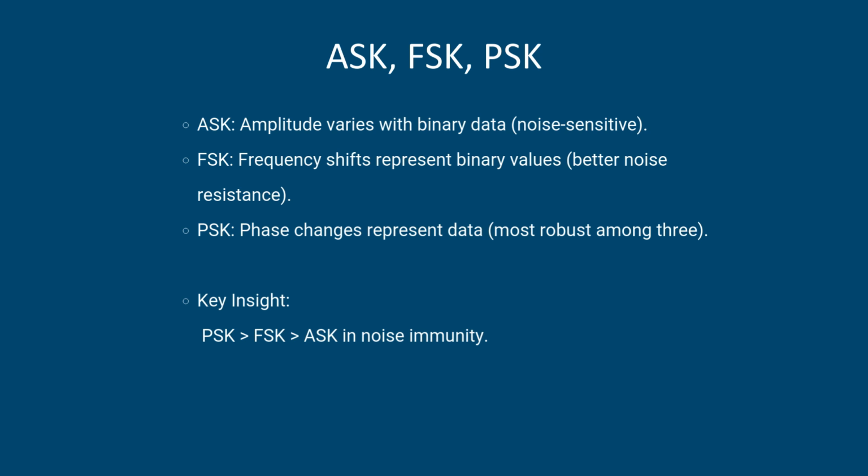In PSK, the phase of the carrier signal changes. For example, 0 degrees may represent binary 0 and 180 degrees may represent binary 1. PSK provides better noise resistance compared to ASK and FSK. So, in terms of noise immunity, PSK is better than FSK and FSK is better than ASK.